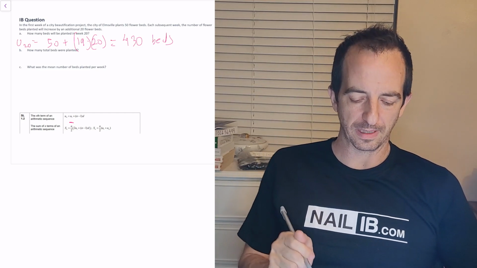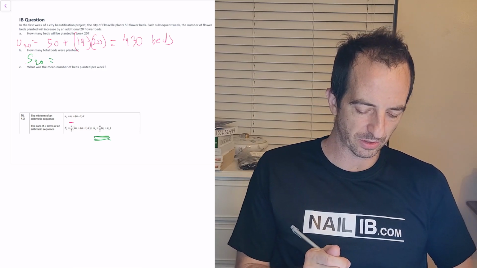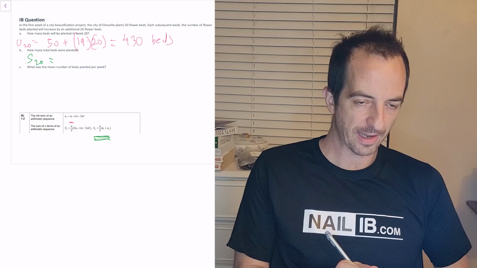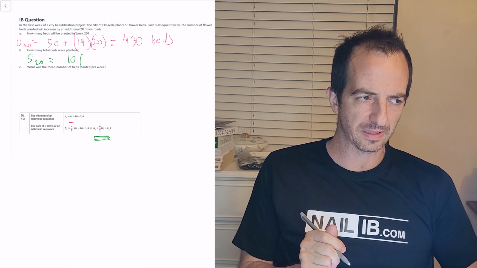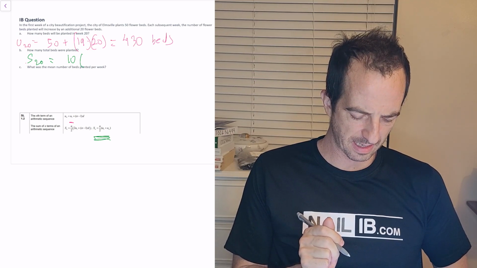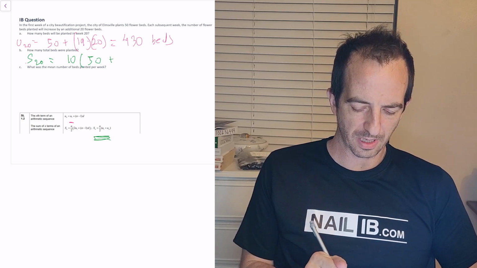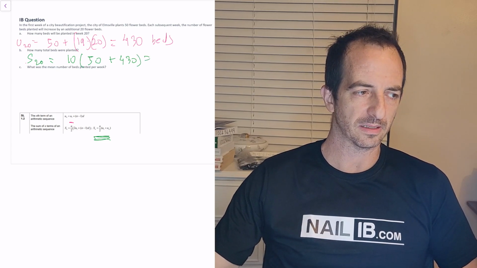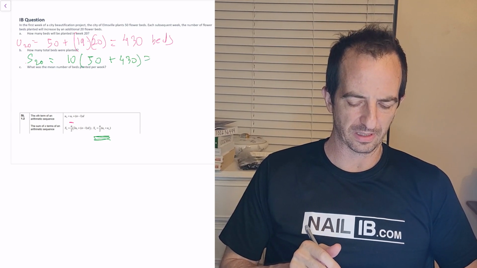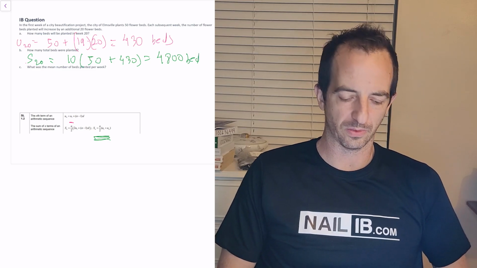How many total beds were planted? We have this formula, we can use this formula right there, S20 is equal to n over 2 times (u1 plus u20). n over 2 is 10 in this case. 10 times 50, which is how many we have that first week, plus 430. Right, and this there is going to equal 50 plus 430 is 480 times 10, means that we have 4,800 beds total planted over those 20 weeks.